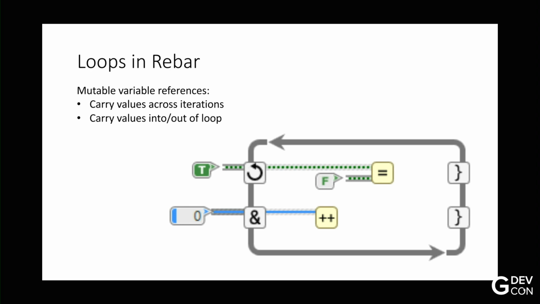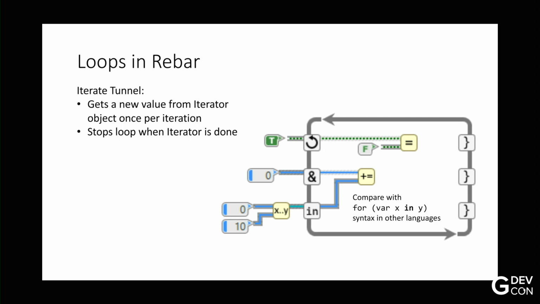Instead of shift registers, loops in Rebar allow you to borrow values mutably within them. So there's a similar ampersand node here, which says, okay, within this loop, there's going to be a mutable reference to some value, which means that you can reassign to it more than once, actually, inside the loop. And this stands in for the function of being able to carry values across iterations and into and out of the loop.